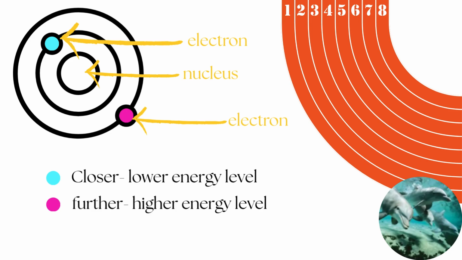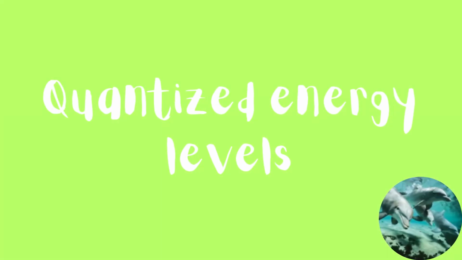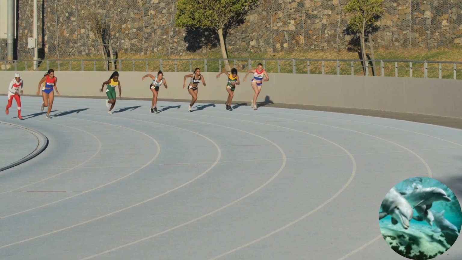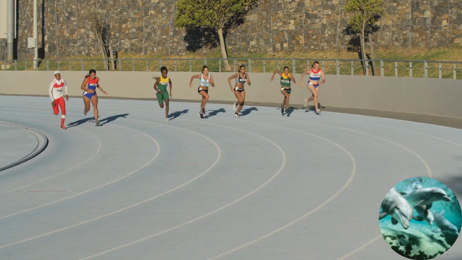The lower the energy level, the closer you are to the nucleus, or in the runner's case, the center. The higher the energy level, the further. The Bohr model allowed an introduction to a new important idea, quantized energy levels. This means that electrons can only be within certain orbits, or lanes. Each lane has a set amount of energy.